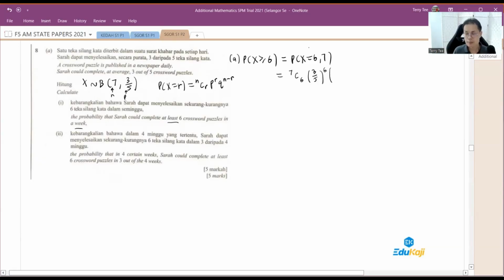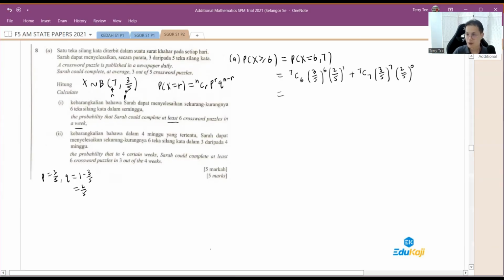q is the probability of failure. p is the probability of success. Success means in this case she can complete, so it's 3 over 5. Failure means she couldn't complete, which is 2 over 5. You get q by using 1 minus p. If your p is 3 over 5, your q is 1 minus 3 over 5, which is 2 over 5. Then you add 7 choose 7, 3 over 5 power 7, 2 over 5 power 0.